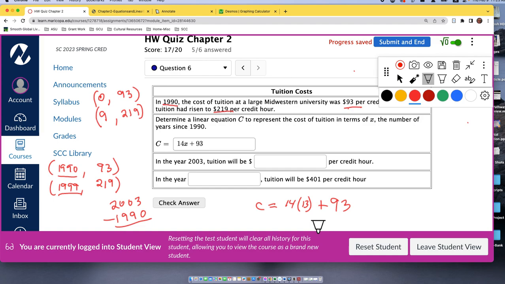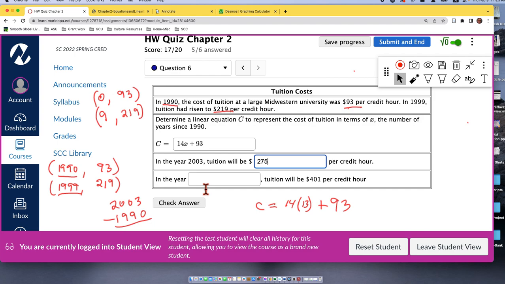So 14 times 13, because it went up by $14 for 13 years, each year. And then add the 93. What do we get with that? $275. Okay. Doesn't that make sense that it should be more than what it was in 1999? Because we've got this 219, we know it's got to be more than that because it's another few years. And you could also think of it, it's 4 years down from 1999, since we need to add 4 years times 14. You could do it in multiple ways.